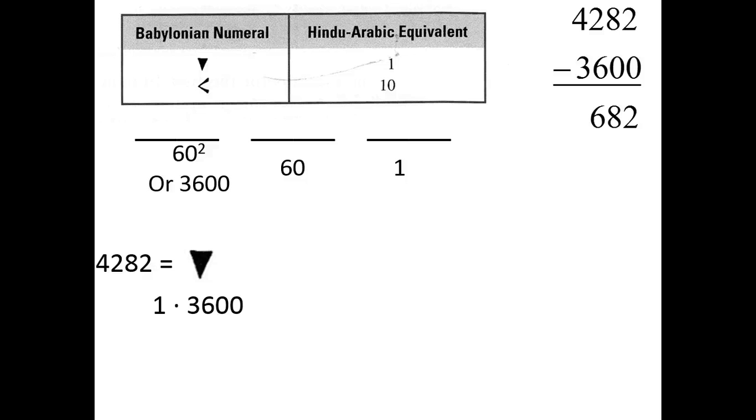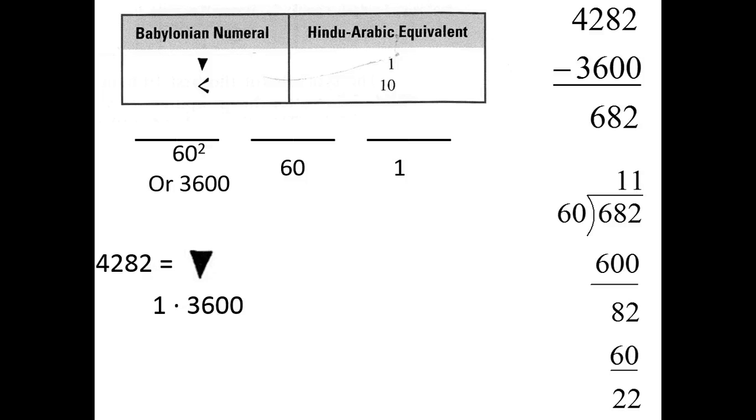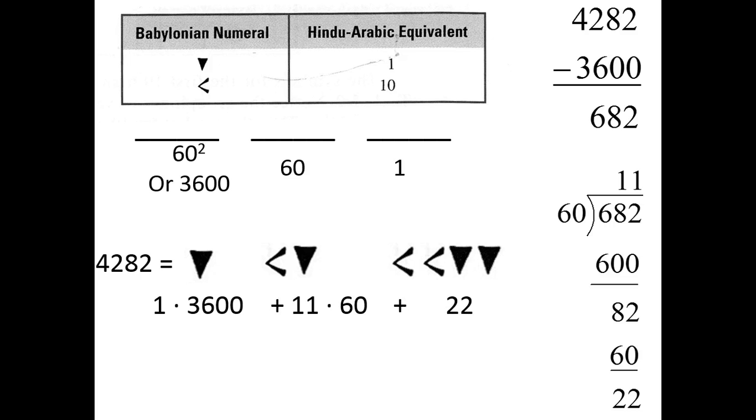So next we'll look at how many 60s we have. In that 682 we have 11 60s. So we'll represent 11 in the 60s place. And then that leaves us with 22 left over. So we have 22 in the ones place. So 4,282 is one group of 3,600, 11 groups of 60, and 22 ones.